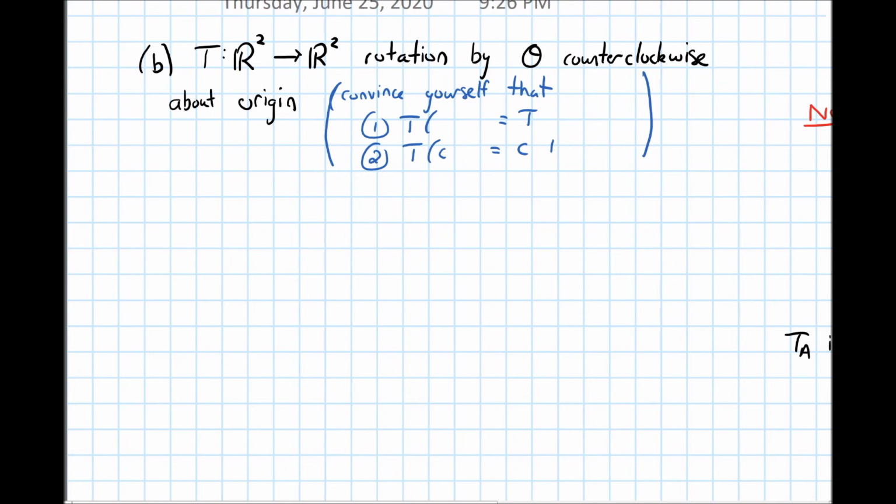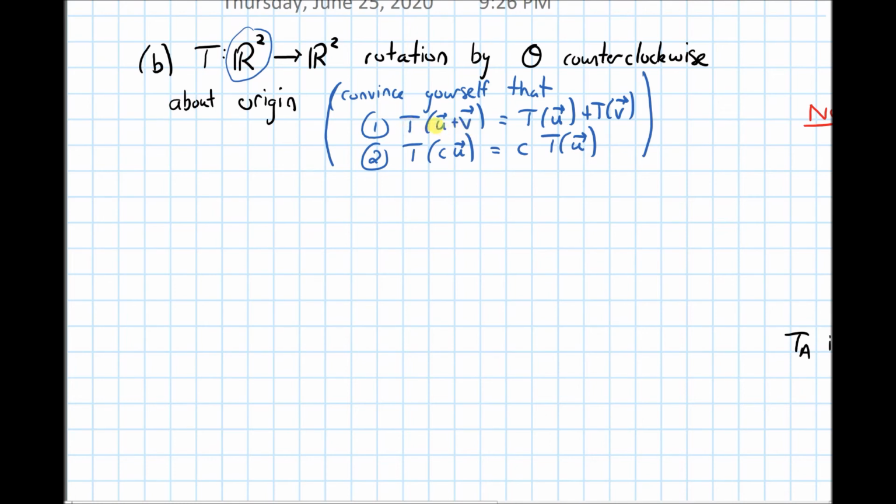Let me fix this. So what this should say is something like T of U plus V. And on the other side, it should say T of U plus T of V. And then over here, this should say T of C times U, and then equals C times T of U. And the reason why I'm changing it is because the things that I plug into T have to be things in R2. So they're not supposed to be angles, they're supposed to be vectors. So I need to write vectors here.